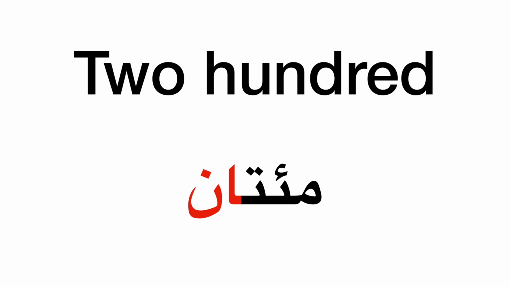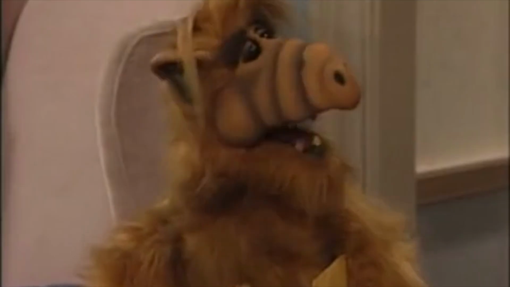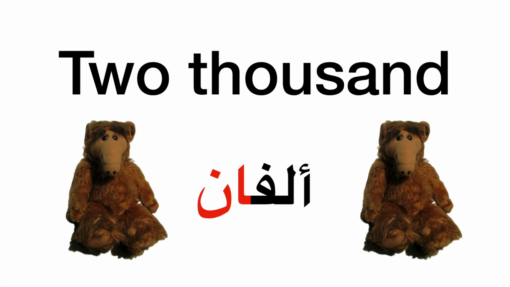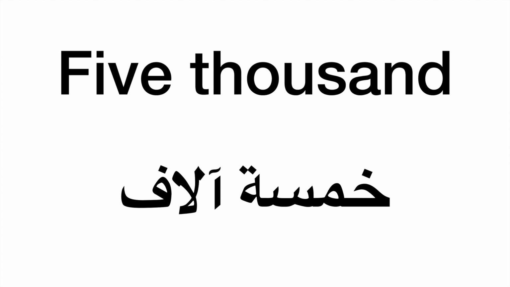Want to go beyond that, like 1,000, 1,000,000, 1,000,000,000? Why not? 1,000 is alf. Elf. Just kidding. And yes, if you want to say 2,000, you would say alfan. Again, the alif and noon. If you want to say 5,000, you would say خمسة آلاف. The plural of alf is alaf.